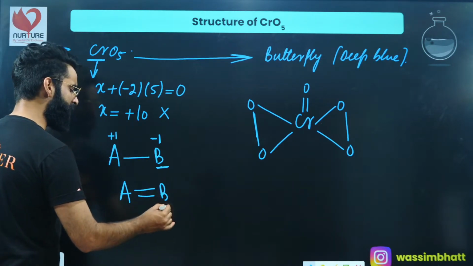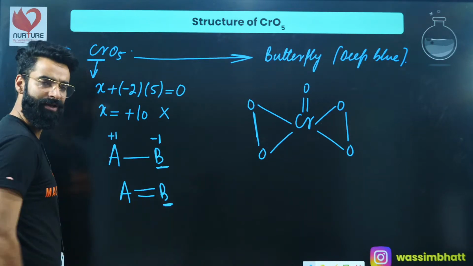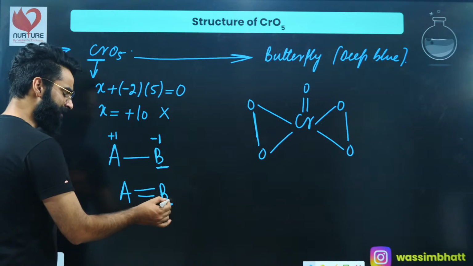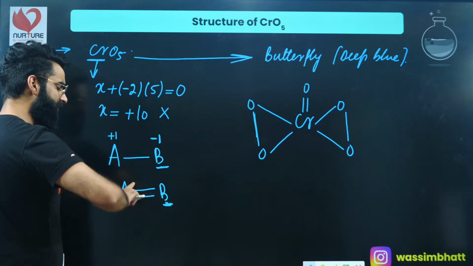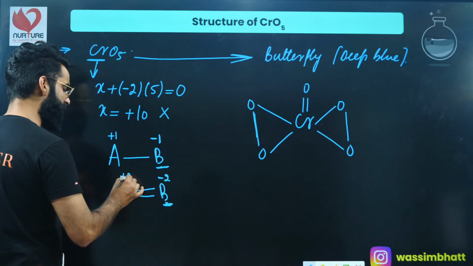Let's say there's a double bond between A and B, and again I'm assuming B is more electronegative than A. That means B has more tendency to attract the 2 bonded pairs of electrons towards itself, due to which B will have -2 charge and A will have +2 charge.